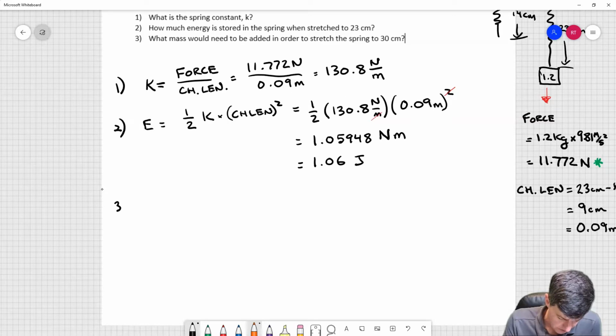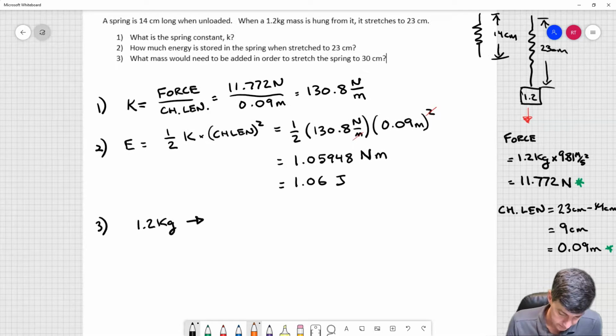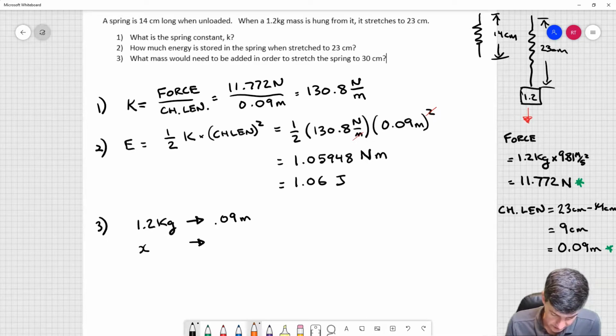Okay, question number 3. We have a couple of approaches we can take. One is we can realize that there's a linear relationship, so it really just becomes a ratio question. 1.2 kilograms caused a stretch of 0.09 meters. What would cause a stretch of, well, let's see, 30 minus 14, so 16 centimeters of total change in length if it's 30 centimeters long?